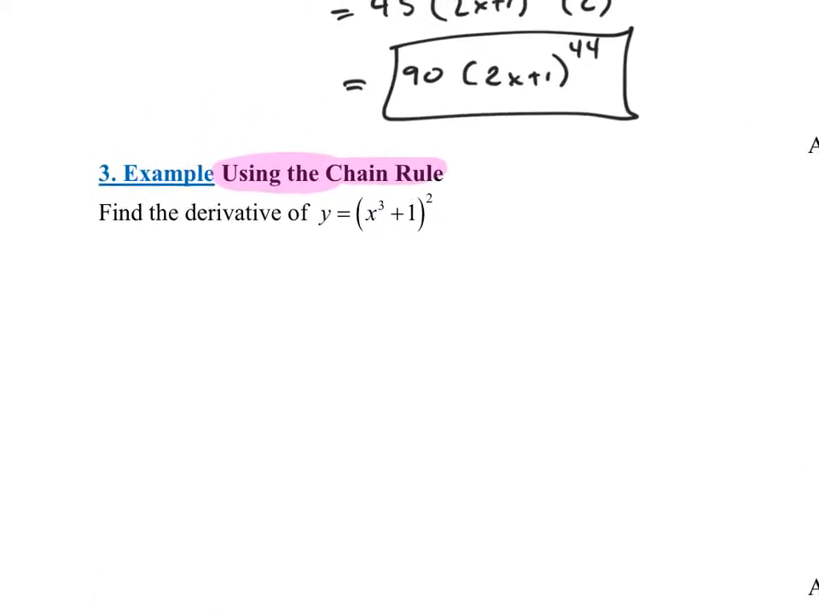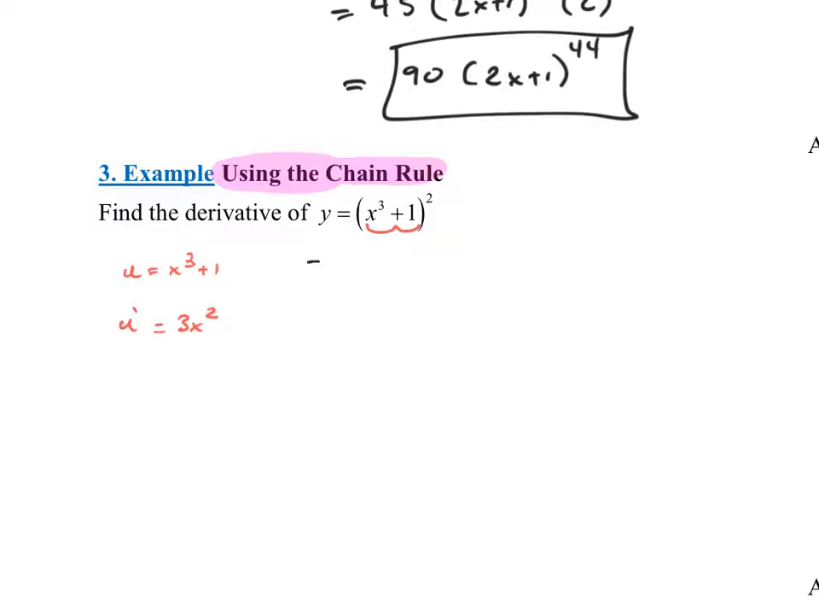I'm going to make the inside function u. Whatever's on the inside is going to be u. So I'm going to let u equal x cubed plus 1. So what would my u prime or du dx be? Well, the derivative of x cubed is 3x squared and the derivative of 1 is 0. So u prime would just be 3x squared.